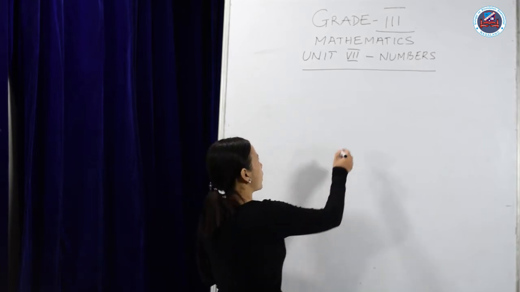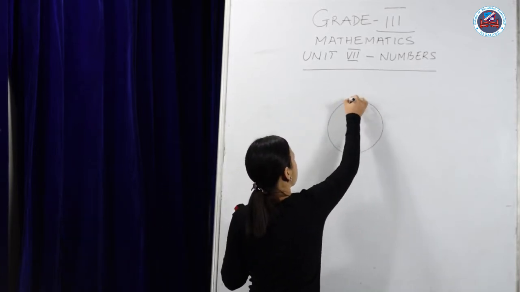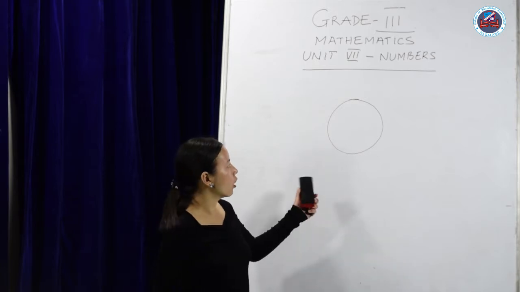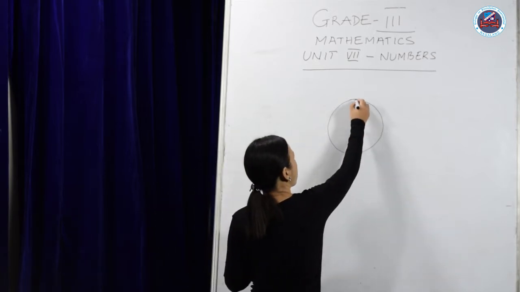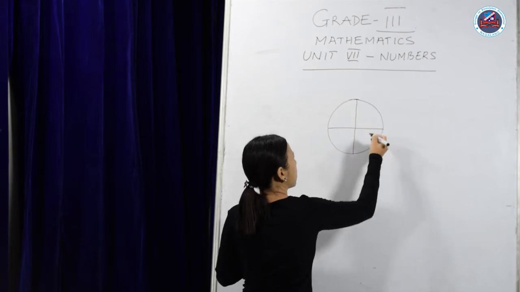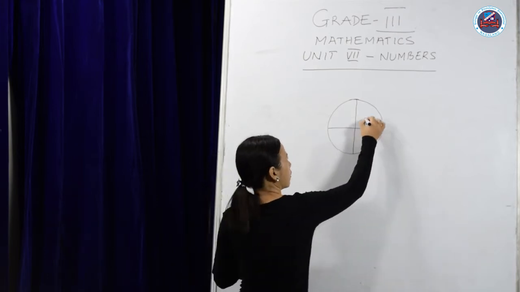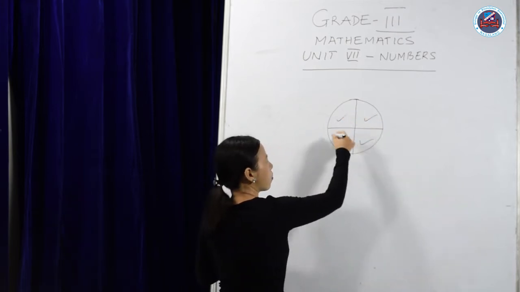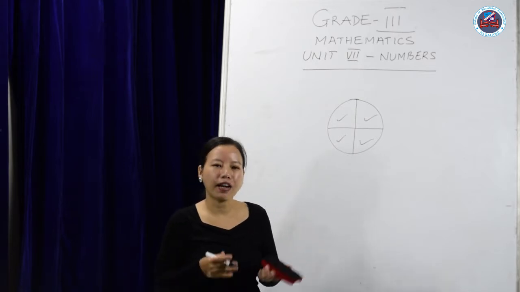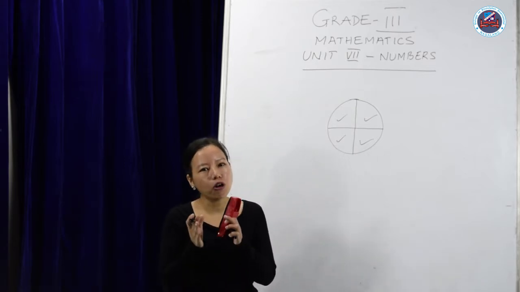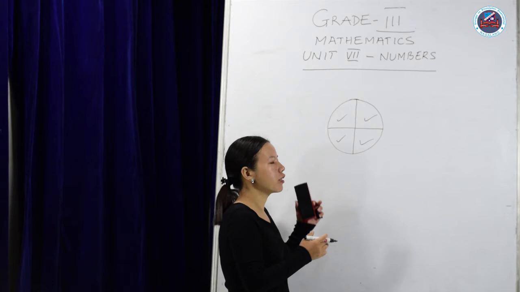For example, I'll take a circle, I'll draw the circle. This circle will be called a whole, alright? Now, if I divide the circle into 4 parts, each part of the circle will be called a fraction of a whole. So fractions are used to represent smaller pieces or parts of a thing.